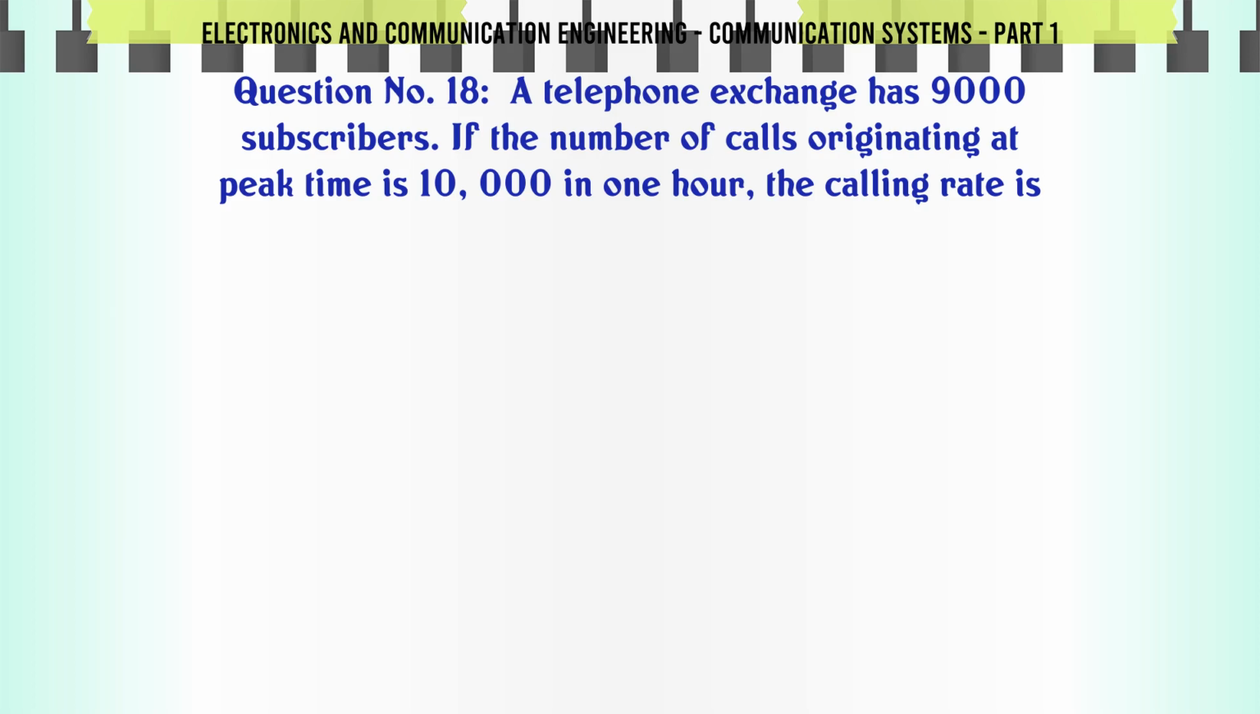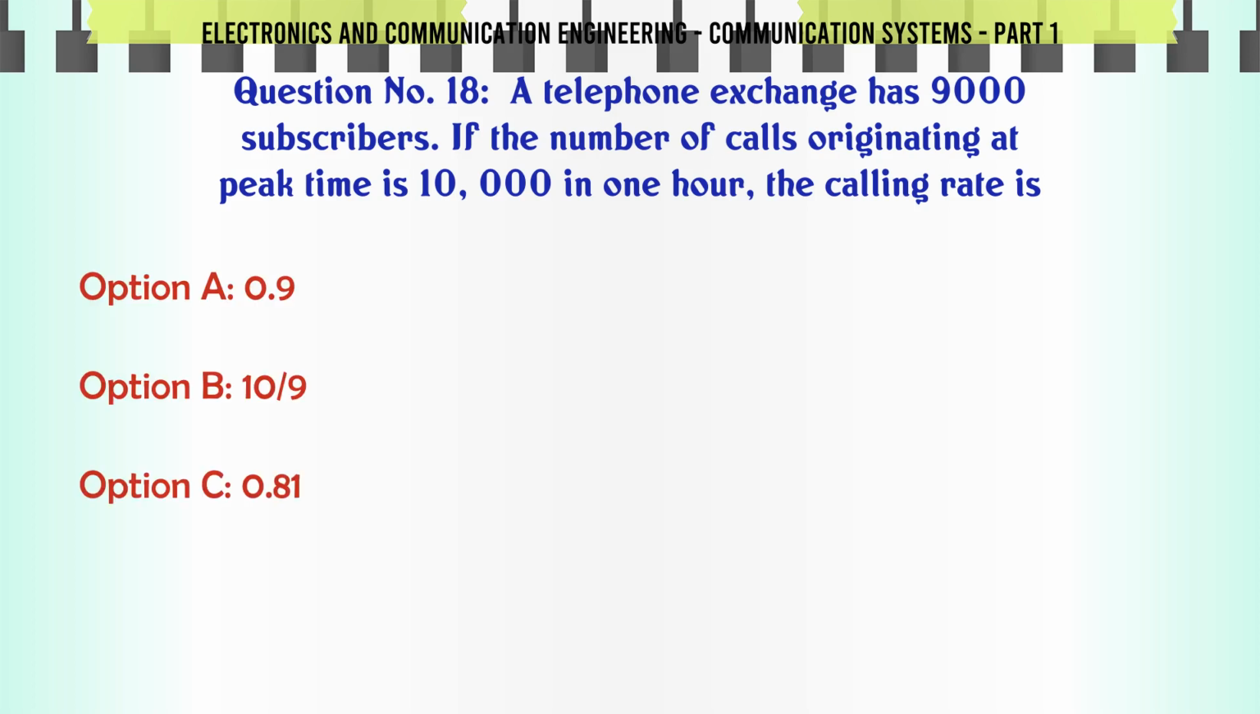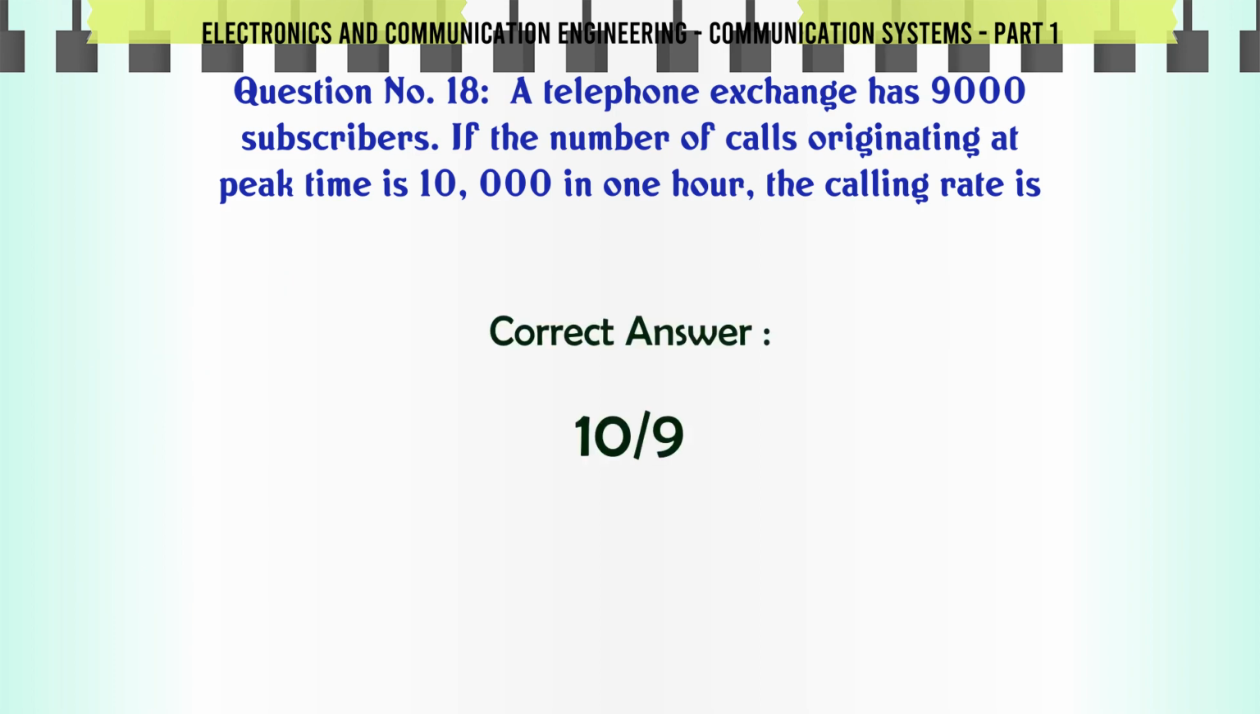A telephone exchange has 9,000 subscribers. If the number of calls originating at peak time is 10,000 in 1 hour, the calling rate is A. 0.9, B. 10.9, C. 0.81, D. 0.1. The correct answer is 10.9.